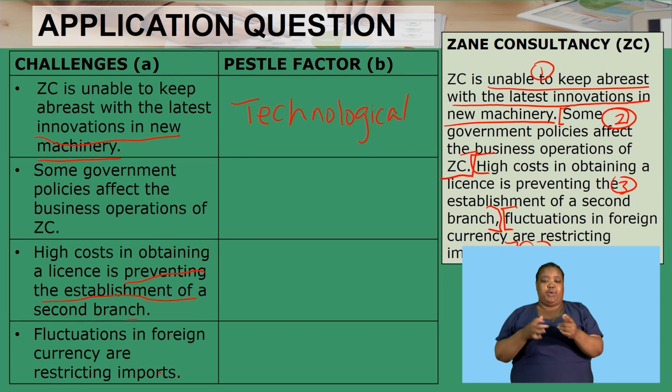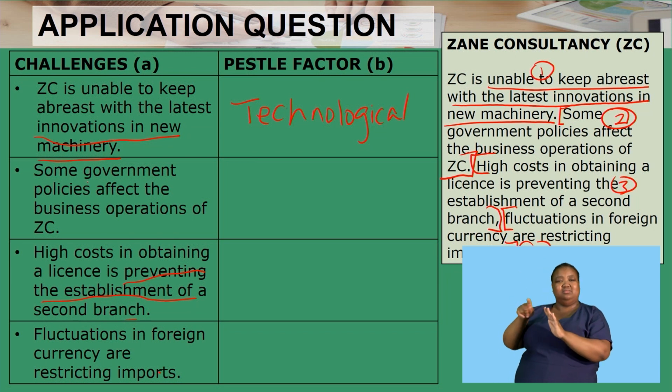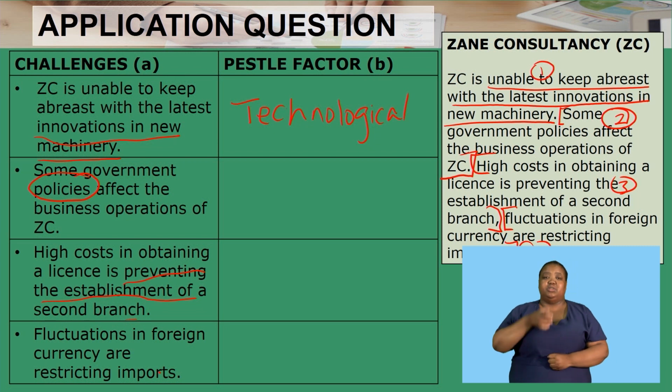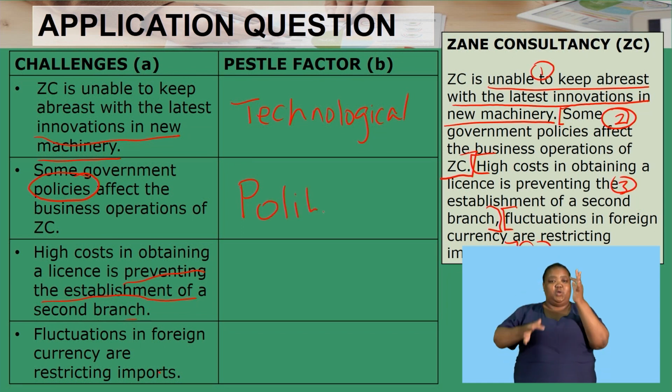Right, the second challenge says some government policies affect the business operations of ZC. So what is the keyword here? The government policies. So you're looking out for the keywords from these challenges that you're given. So what do you think is the answer from the PESTEL? Already we've got technological. So what do you think is the answer looking at the keyword being policies? Yes, you are correct. So what is the answer? It's political.